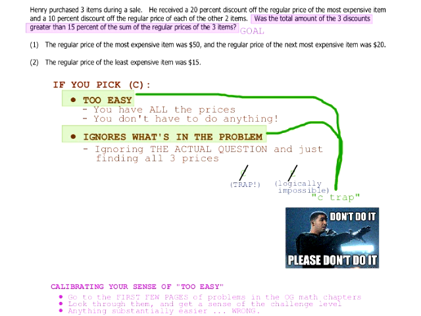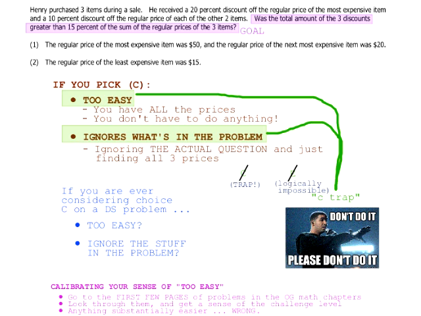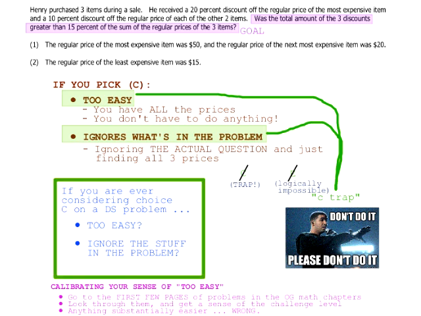If you do this problem and you get that A is sufficient, then you don't need to think about this issue. But the takeaway is, if you are ever considering choice C on a data sufficiency problem, just ask yourself, is that too easy? And if you don't have a sense of that, you can calibrate it as we talked about below. And does it ignore the stuff in the problem? If the answers are yes to both of these things, do not pick C ever. Don't do it, because it's going to be wrong.